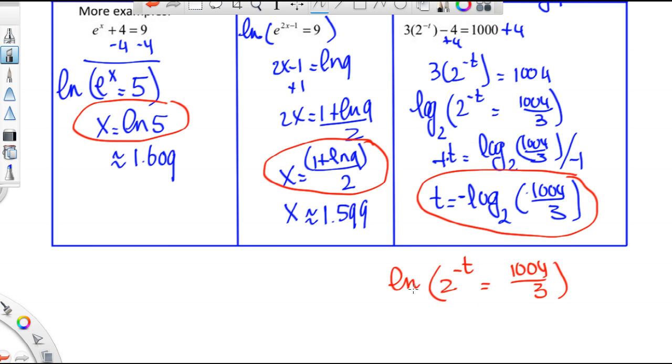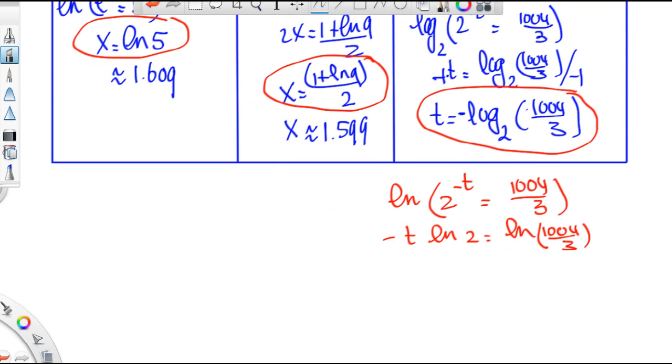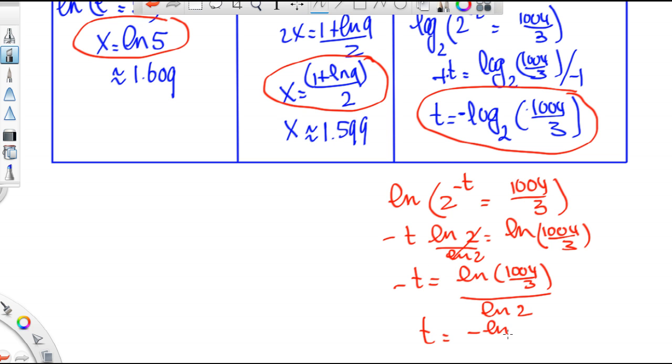Again, I'm lazy, so I take the natural log. So I get negative t times the natural log of 2 is equal to the natural log of 1004 divided by 3. Divide by ln 2. So I'm going to have the natural log of this number, and then divide that by the natural log of 2, and then the negative just moves to the other side, so this can go into my calculator. Okay, so that expression can go into the calculator.